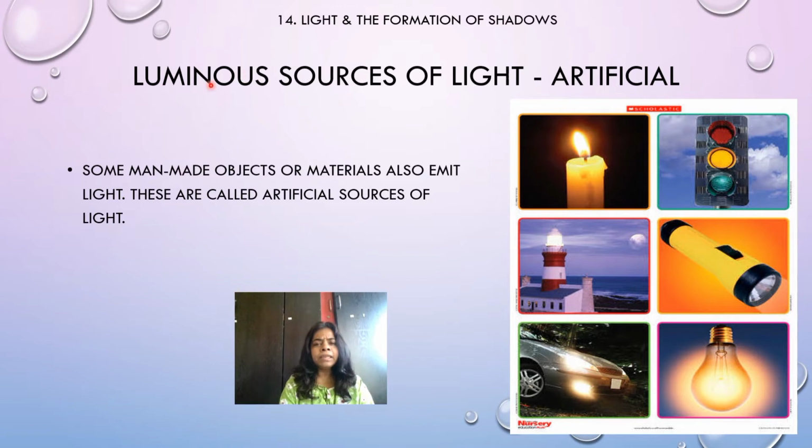Now let us see the luminous sources of light which are artificial, which are man-made. Some man-made objects or materials also emit light. These are called artificial sources of light. For example, the candle, the signal, the torch, the lighthouse, the car, the bulb, all of these are artificial luminous sources of light.